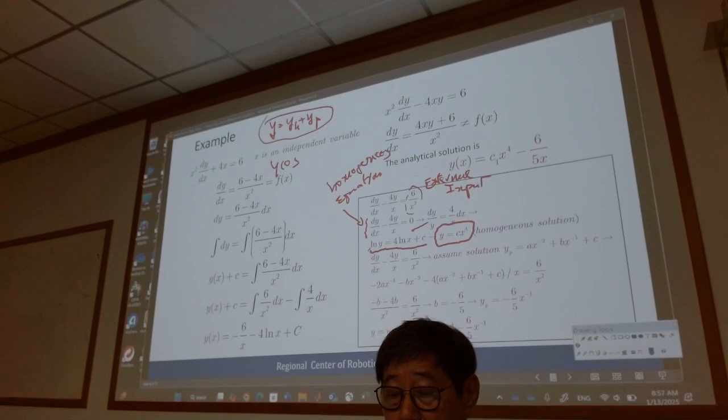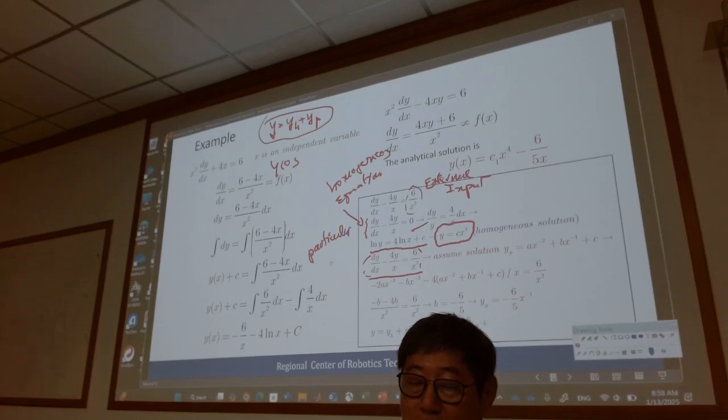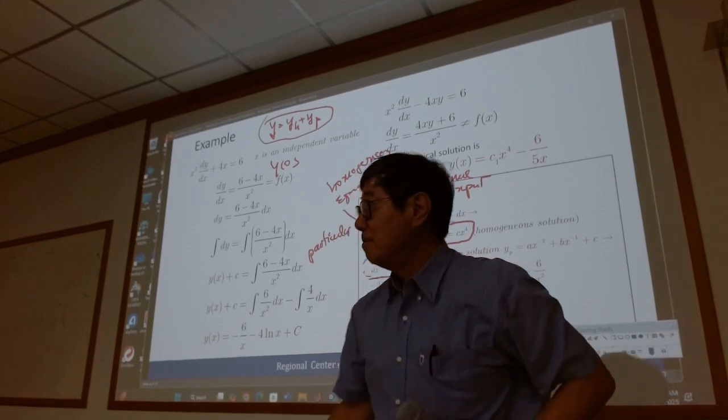Okay, let's see. Next, we have this equation, the particular solution. It's similar to the first one, right? Similar form. See? Particular equation, this one. So how to solve this one?